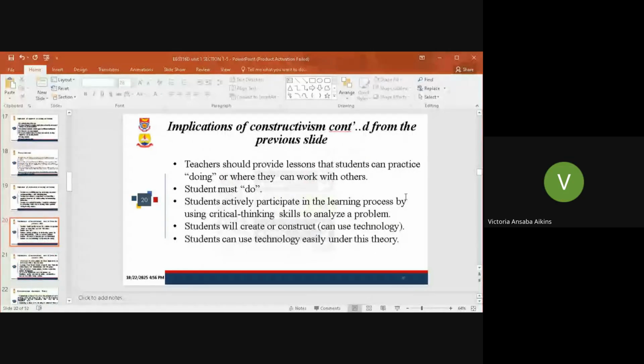Now, teachers should provide lessons that students can practice or do, or where they can work with others. Here we normally give project work. We give a topic, and ask them to go and research and come and present. Students must do the thing. Once they do it, they create the knowledge by themselves. Students actively participate in the learning process by using critical thinking skills to analyze the problem. When a problem is given to you, you must critically analyze it to see how best you can solve it.